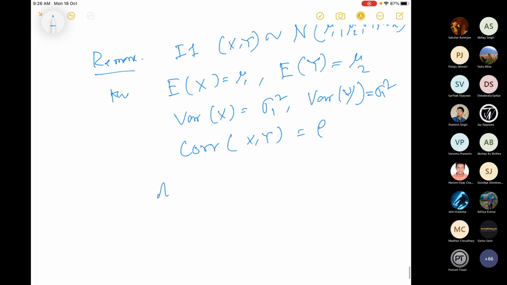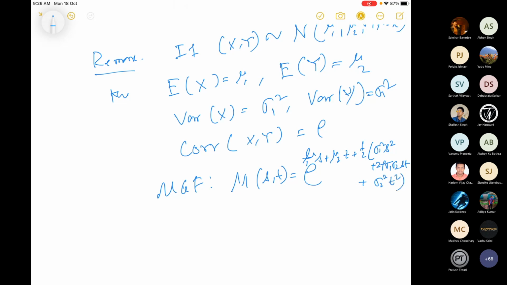And I can also say the MGF, because I have also talked about the MGF of a pair of random variables. So the MGF M(s,t) is e to the power mu1 s plus mu2 t plus half of (sigma 1 square s square plus 2 rho sigma 1 sigma 2 st plus sigma 2 square t square). This is a long expression anyway. So this is the MGF.